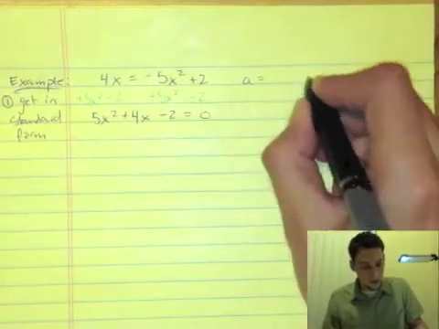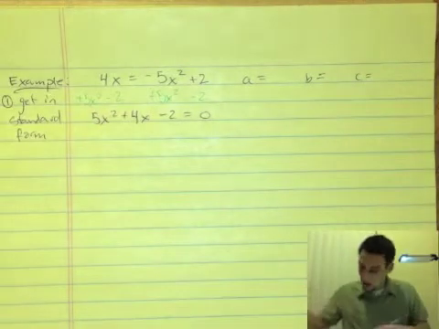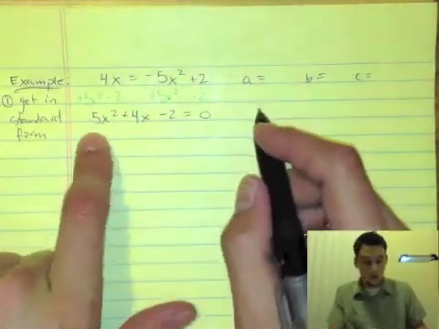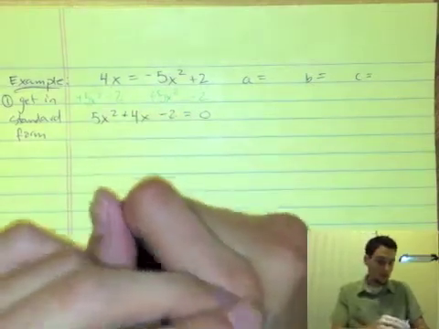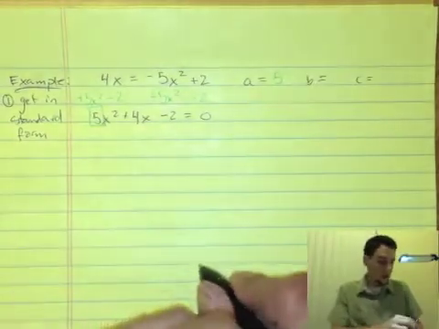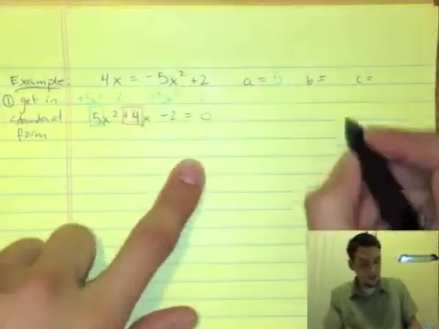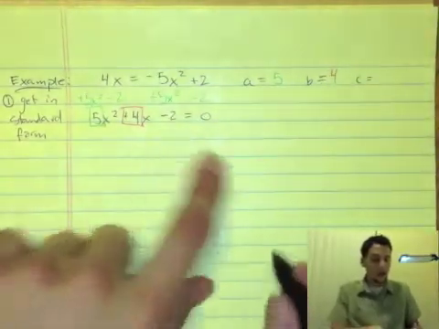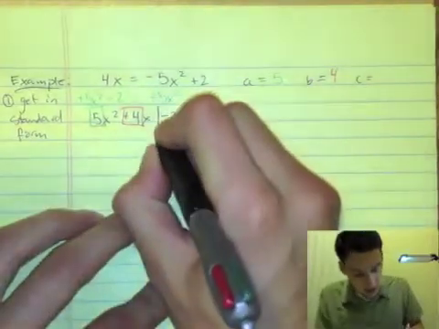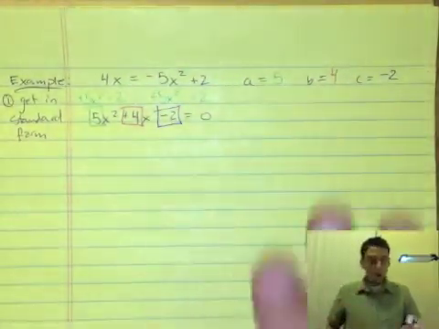So a, b, c, a, b, c. I'm not going to sing. I just did. A is 5. B is just what's in front of the x term, positive 4. And C is negative 2. So pessimistic. Because it's negative, you see. Doesn't matter. So now we have a, b's, and c's.